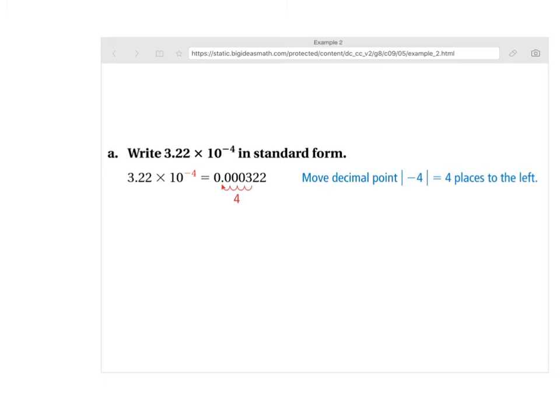So then you get your new number, 0.000322. So this is turning it into a very small number because it's a negative. So it's going very tiny into the decimal realm.